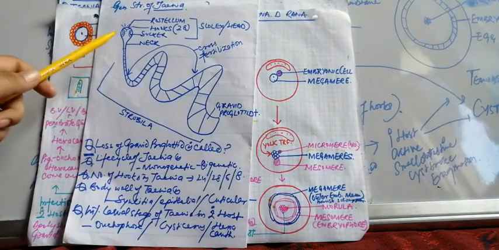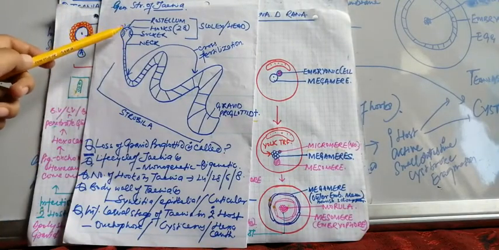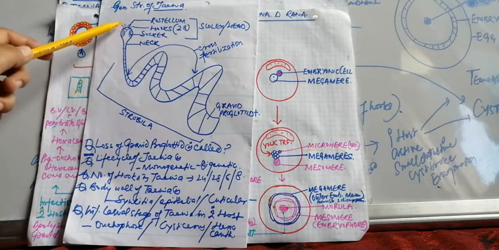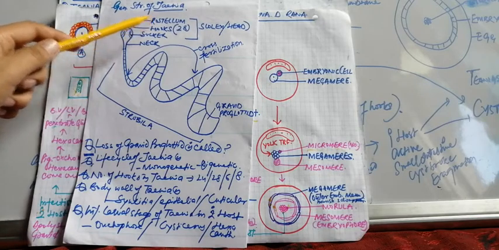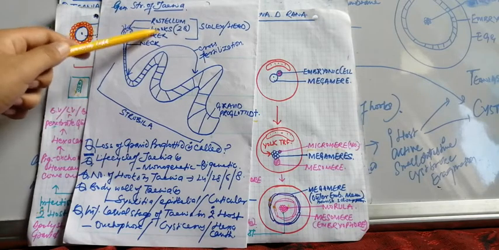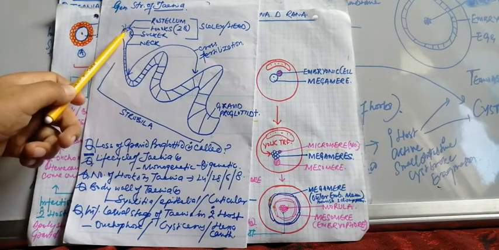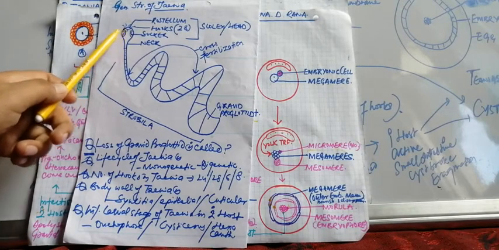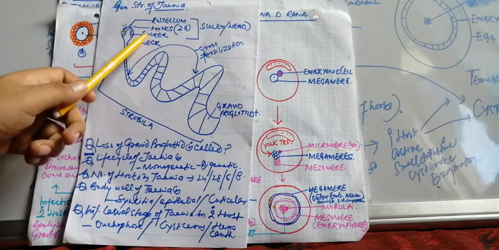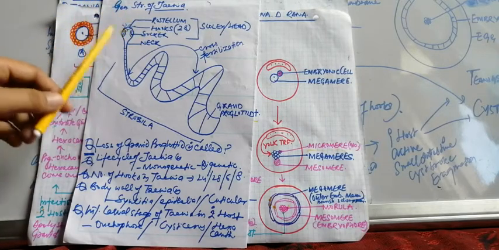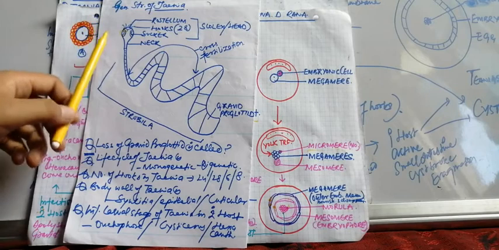This is your taenia worm. Here we have the scolex part. The scolex is made up of a rostellum. Around the rostellum we have hooks, generally 28 in number, and around this head part we have suckers. These suckers help the taenia worm to attach to our intestinal wall.